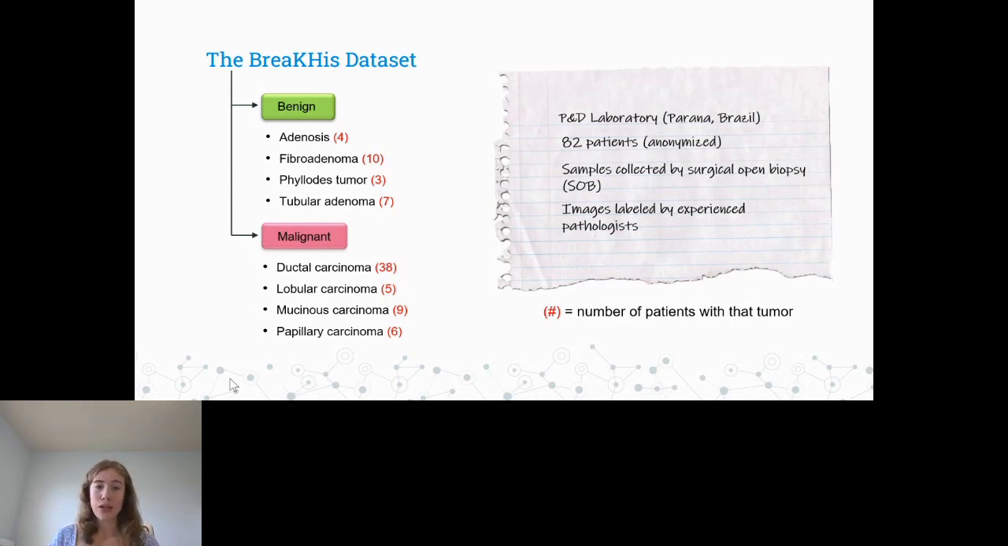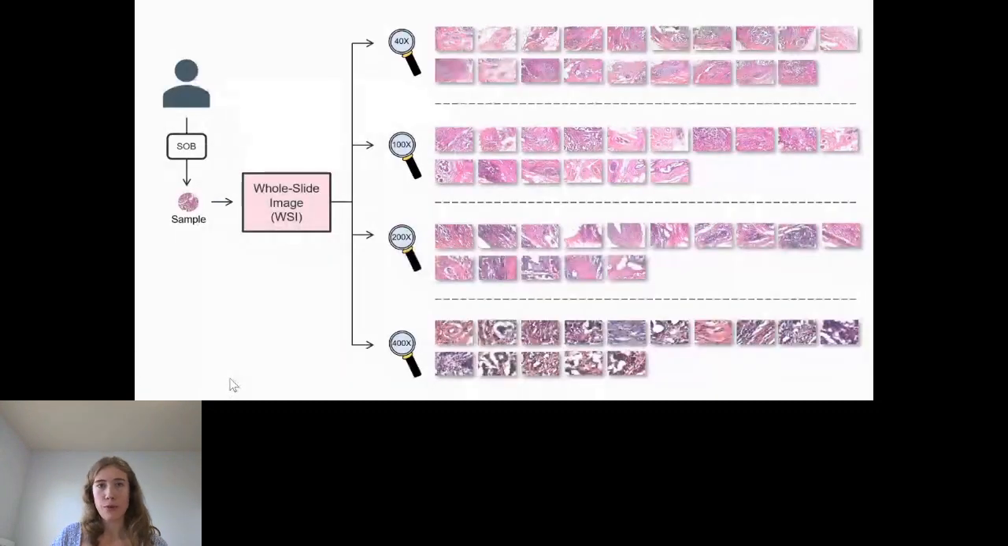Each of the groups is further divided into the specific type of tumor within that category. On the screen, you can see each type of tumor along with the number of patients that are diagnosed with it. And each of those patients is represented by their images, which were collected using different magnifying factors. So let's illustrate all this information. A patient has a sample extracted through surgical open biopsy, and this sample is then digitized into a whole slide image. Images are taken from the whole slide image at the magnification levels that you can see on the screen. And these are all the histopathological images that represent a single one of the 82 patients from the BreaKHis dataset.